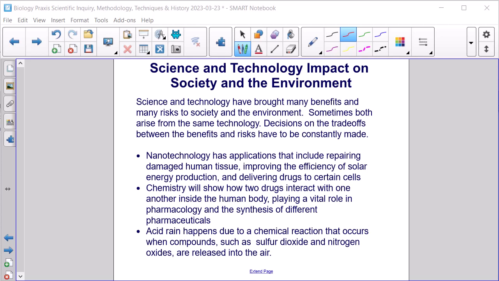Nanotechnology has applications that include repairing damaged human tissue, improving the efficiency of solar energy production, and delivering drugs to certain cells. Chemistry will show how two drugs interact with one another inside the human body, playing a vital role in pharmacology and the synthesis of different pharmaceuticals. Acid rain happens due to a chemical reaction that occurs when compounds such as sulfur dioxide and nitrogen oxides are released into the air.